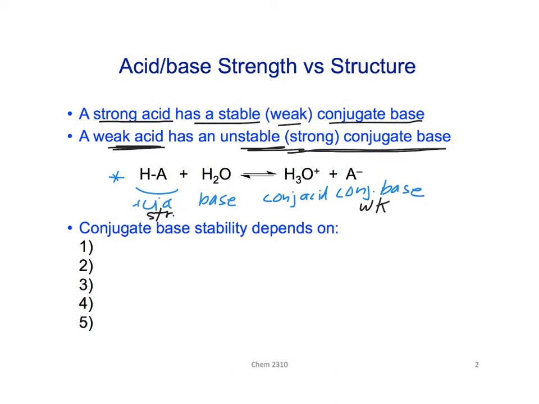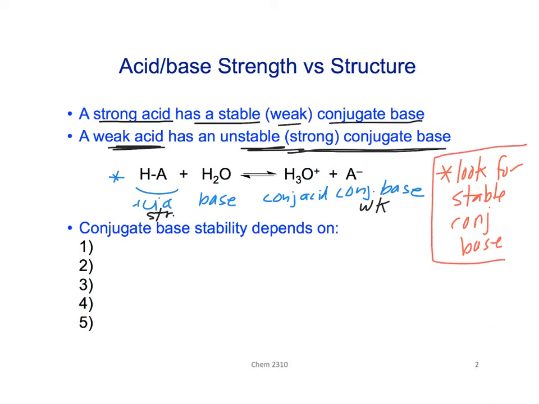Therefore, when we're trying to identify strong acids, what we want to do is identify stable conjugate bases. So we want to look for stable conjugate base. All right, so in these two videos, what we're going to do is talk about the structural characteristics that can lead to the stabilization of a conjugate base. All right, we have 5 different criteria that we're going to look at.